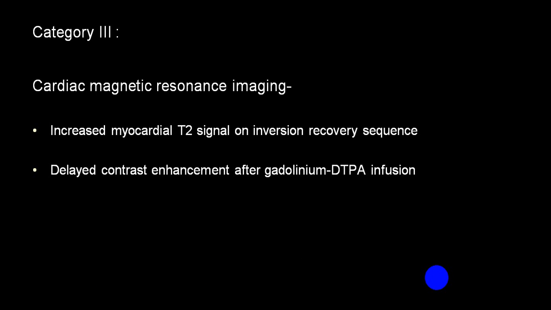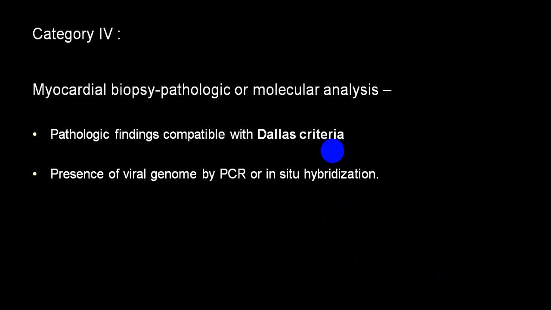Category 3 is cardiac MRI, which will show you recovery sequences or delayed perfusion scan can be done, and that will be either positive or negative. Category 4 is myocardial biopsy and histopathological evidence, or you can go for molecular analysis where you can show presence of viral genome by PCR study.